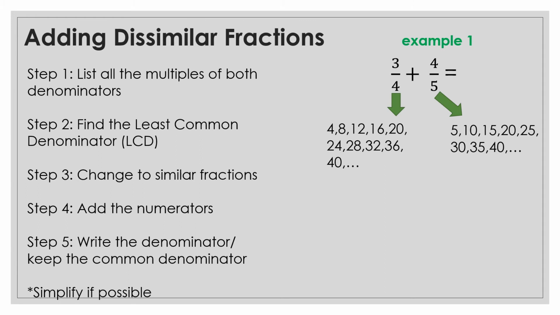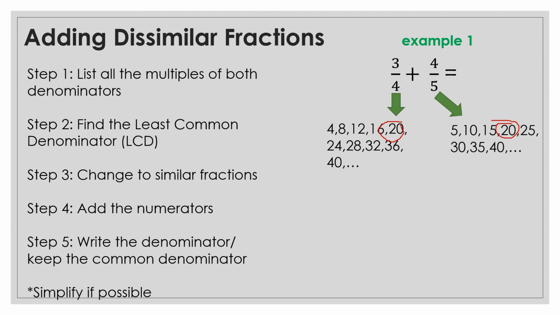Step 2, we have to find the least common denominator. So we have to identify the least number that is multiple of 4 and also a multiple of 5. So let us look. That's right. The answer is 20. 20 is the least common denominator.